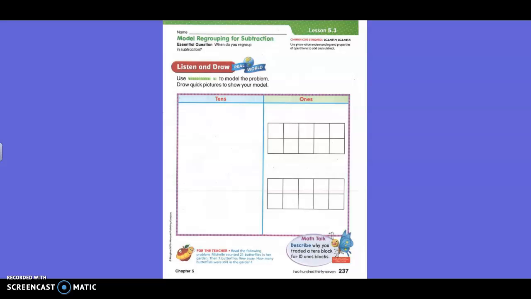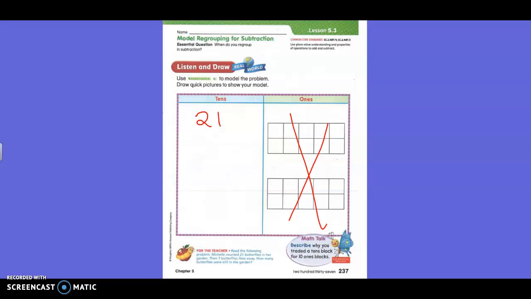Michelle counted 21 butterflies in her garden. So let's write, and we're going to ignore this, okay? We're just going to use this. Even though it says tens, I'm not going to worry about tens and ones. So she saw 21 butterflies. Yep, she counted 21 butterflies in her garden.